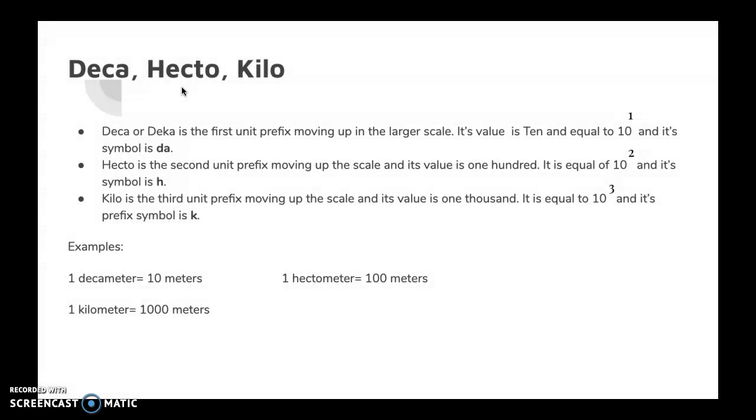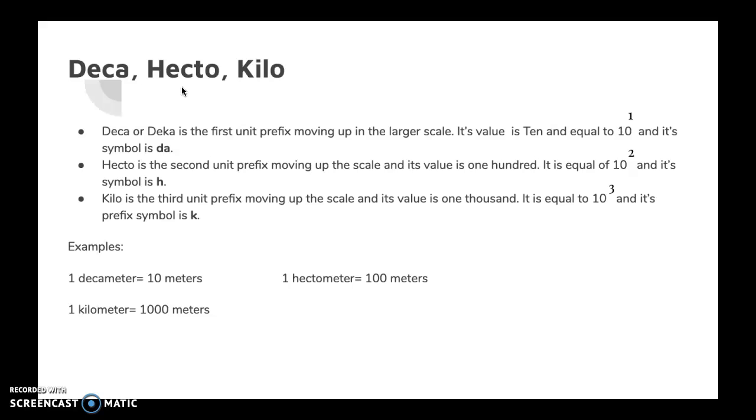Deca is the first unit prefix moving up in the larger scale. Its value is 10 and is equal to 10 to the first, and its symbol is DA. Hecto is the second unit prefix moving up the scale, and its value is 100. It is equal to 10 to the second, and its symbol is H. Kilo is the third unit prefix moving up the scale, and its value is 1000. It is equal to 10 to the third, and its prefix symbol is K.